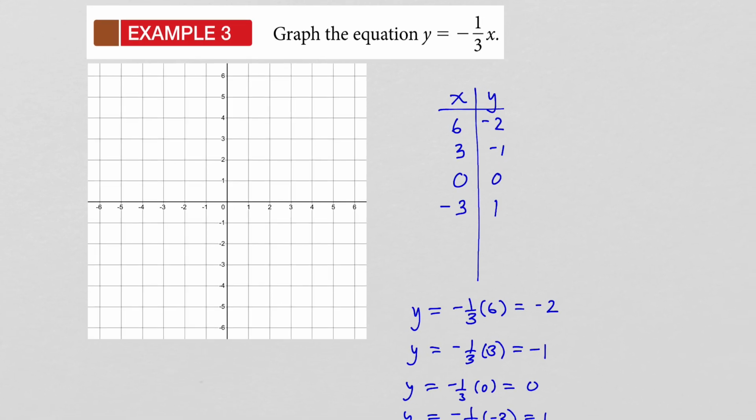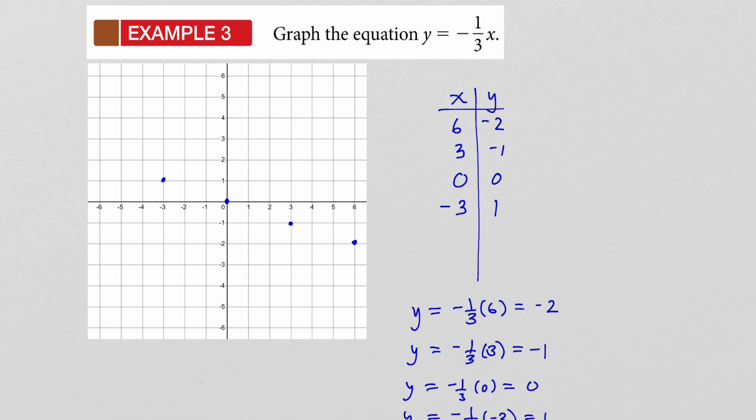So let's see, 6, -2 is this point here. 3, -1 is right here. 0, 0 is the origin. And -3, +1 is here.